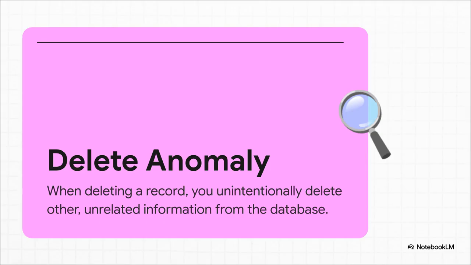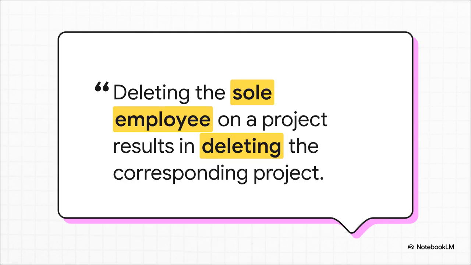And then there's maybe the scariest one of all, the delete anomaly. This is when you try to remove one simple piece of data and you accidentally wipe out other, completely unrelated information along with it. So check this out. The last employee on a certain project leaves the company. Naturally, you go to delete their record.